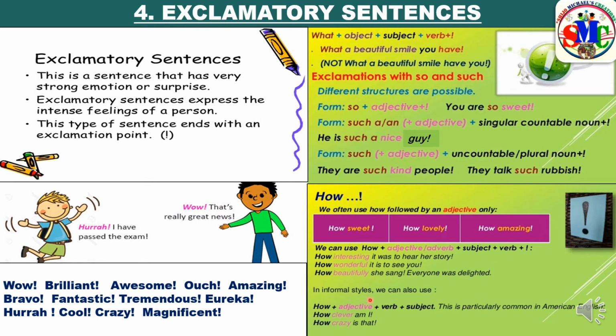In informal styles, we can use how plus adjective plus verb plus subject. This is particularly common in American English. For example, how clever am I? How crazy is that? Etc.